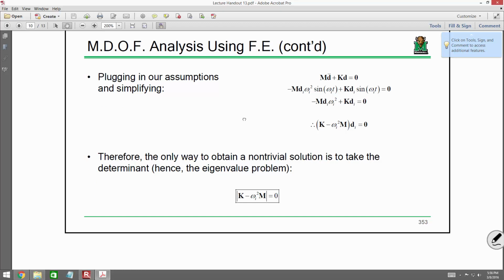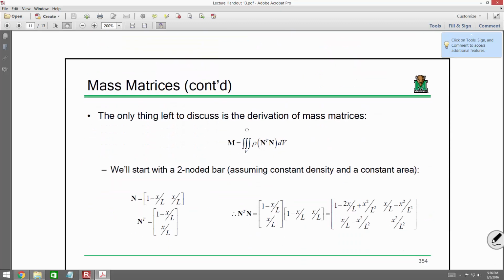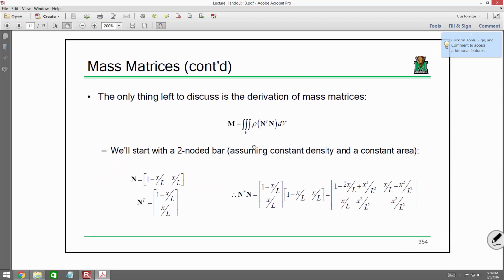So now the only thing left is to actually go through and derive the mass matrices, okay? So let's start off with a two-noded bar. Pretty simple, okay? Now we're going to assume constant density and that the bar has a constant area. So literally just a solid bar, let's derive our mass matrix.